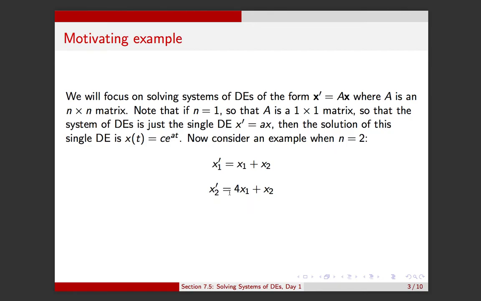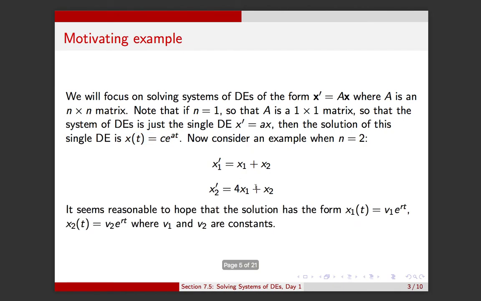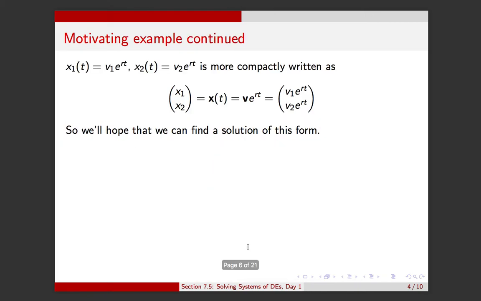Now let's consider a 2 by 2 case. This is an example we looked at previously. x1 prime is x1 plus x2. x2 prime is 4x1 plus x2. How would you solve this? Well, if exponentials are the name of the game here, and in the 1 by 1 case that was true, then maybe the solutions to this are also exponentials. So it seems reasonable to hope that a solution to this system has this form: x1 equals some constant times e to the rt, x2 equals some other constant perhaps times e to the rt. That seems like a reasonable guess for the kind of solutions we should get here.